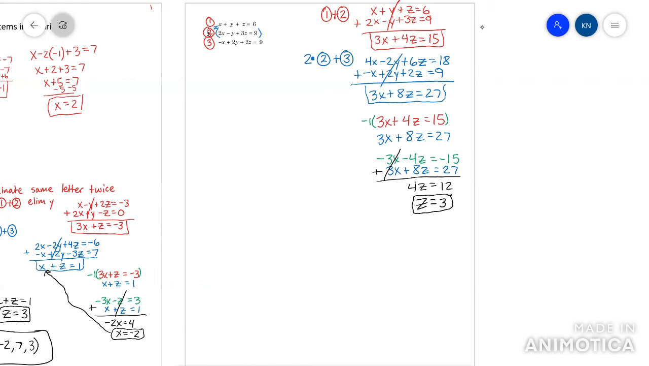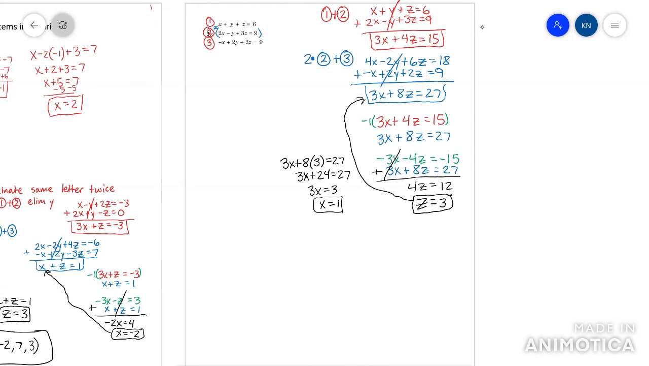Once I know z is 3, I'm going to use either any of these equations really, but red or blue most likely. I'm just going to plug it in here. So it's going to look like this. 3x plus 8 times z is 3. So 3x plus 24 equals 27. Subtract 24. 3x equals 3. Divide by 3. X is 1.